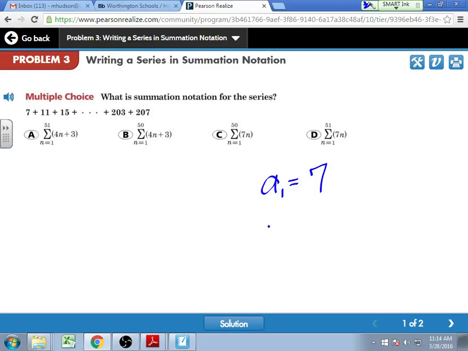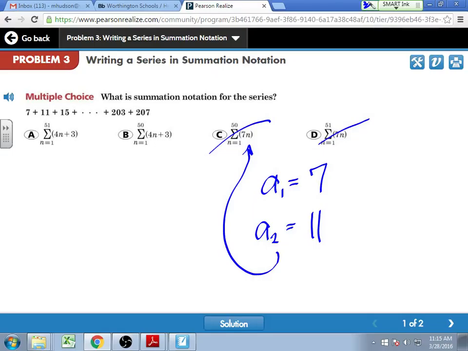So check a sub 2. That is 11. If I plug a 2 into here, that will not work. We immediately get rid of both of these. Because when I plug in n equal to 2, my second term is 11. 7 times 2 does not give me 11. That is not the correct notation for the series. So we know 4n plus 3 represents my series at term n.